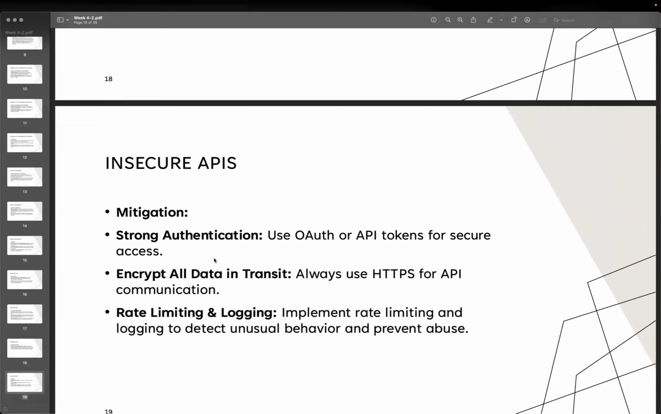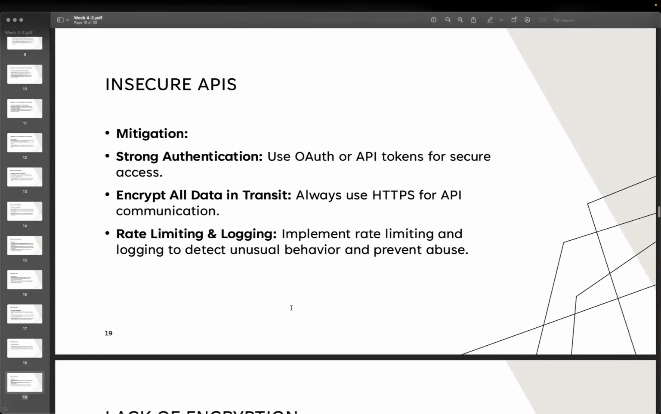We try to add strong authentication, maybe with OAuth or API tokens to secure the access, and use HTTPS. We add certificates for the API communication, and then use rate limiting and logging to detect unusual behavior. Because we know all the possible endpoints and maybe the client list, we can whitelist access, and if requests don't belong to the list, we limit the rate of access.